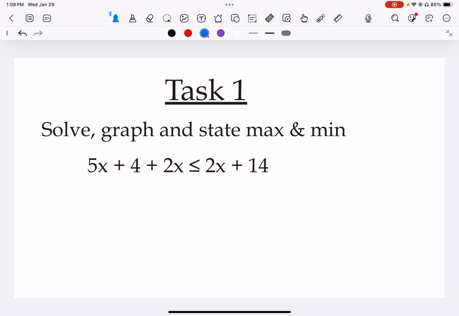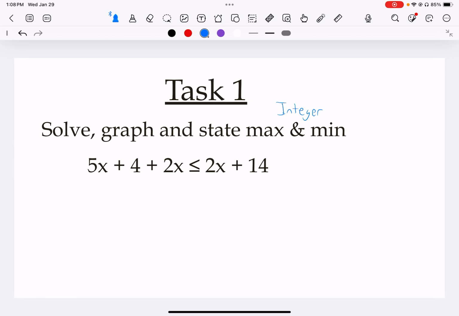This lesson is going to be on solving inequalities. So we have to solve, graph, and then state the max and the min, the highest possible value for x and the lowest possible value for x. When we're stating the max and the min, we're only going to state them as integers. I'm just looking for the maximum integer or the minimum integer.